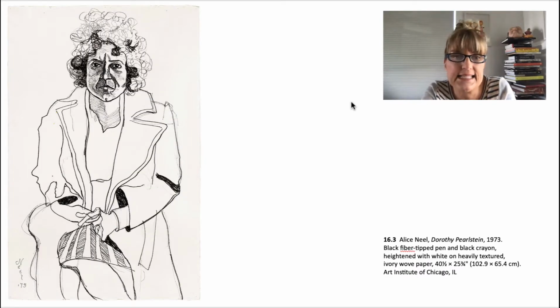And this is Alice Neel. Alice Neel is a famous painter. I don't believe she's around anymore, but she would still be considered a contemporary figurative painter. And she's really one of the most well-regarded of the genre. Here is a pen and ink and charcoal, or she's calling it black crayon, on paper.